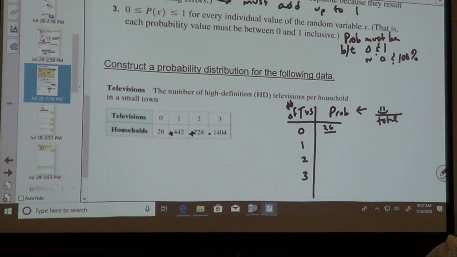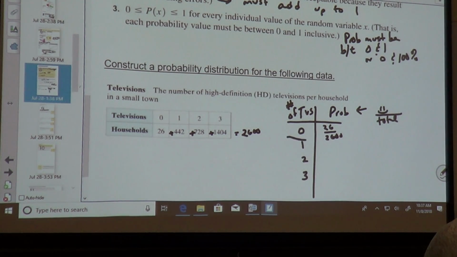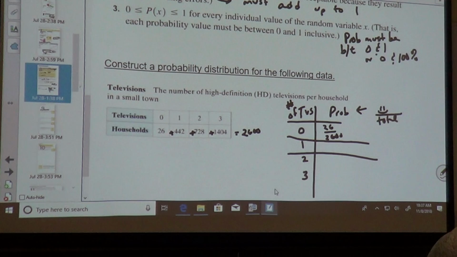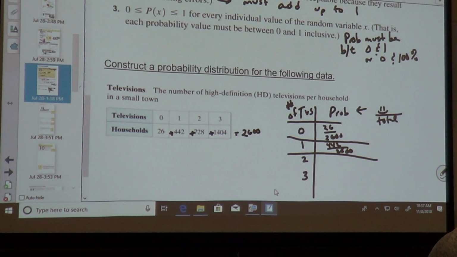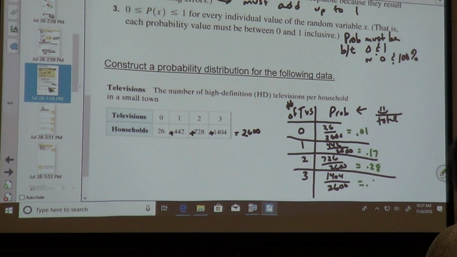So if I add all of these up, the total is 2,600. So 2,600 people, so I'm doing happy over total. Draw a little line. So what would I do for 1 TV? 442 over 2,600. What would I do for 2 TVs? 728 over 2,600. What would I do for 3 TVs? There we go. And remember, we can do a fraction, we can do a decimal, we can do a percent. If it's a fraction, it has to be reduced. The decimal is going to be 0.01, 0.17, 0.28, and 0.54.